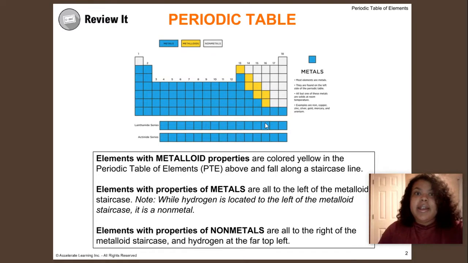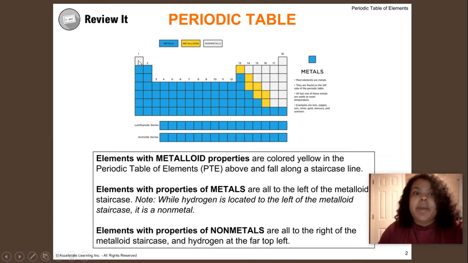Taking a look at the periodic table here, we have elements with metalloid properties colored yellow. We call this the staircase line or a zigzag line. This separates nonmetals from the metals. Remember that metalloids have properties of both nonmetals and metals. That's why we have the separation of the line here. Elements with properties of metals are all on the left side of the staircase.